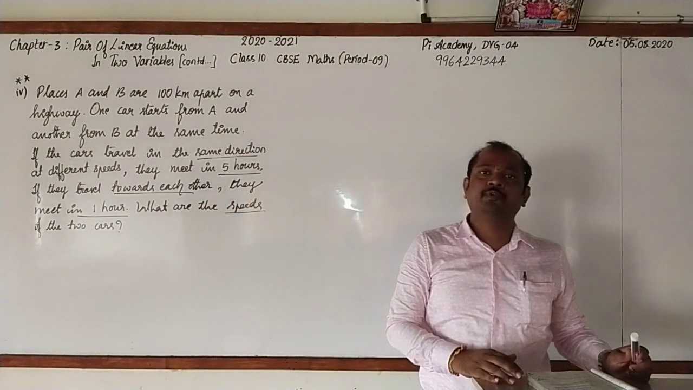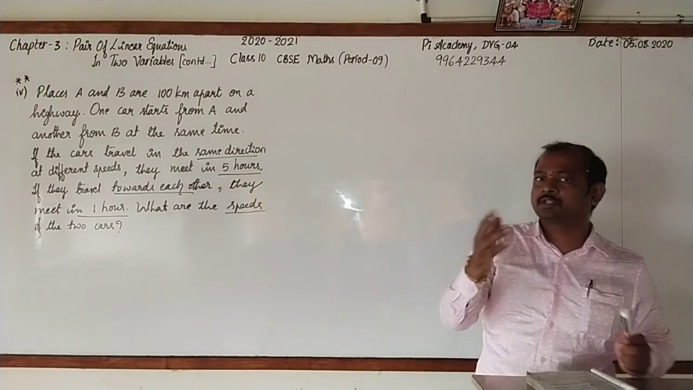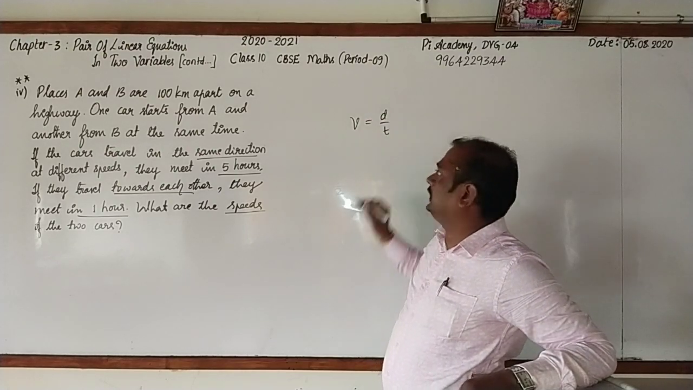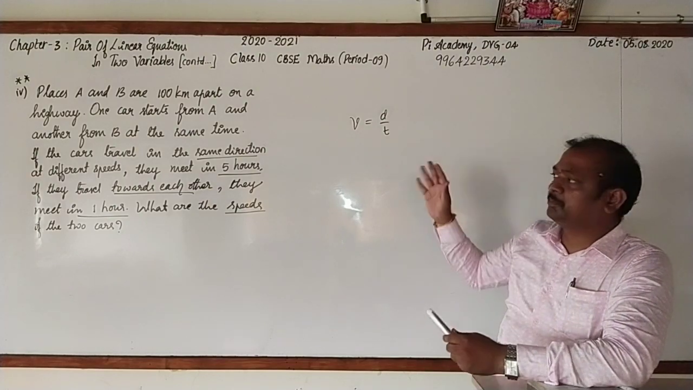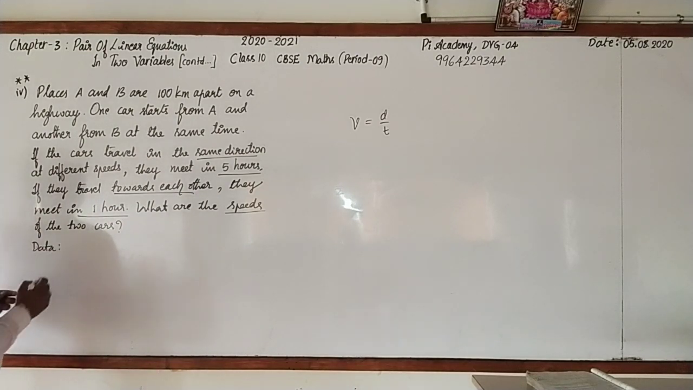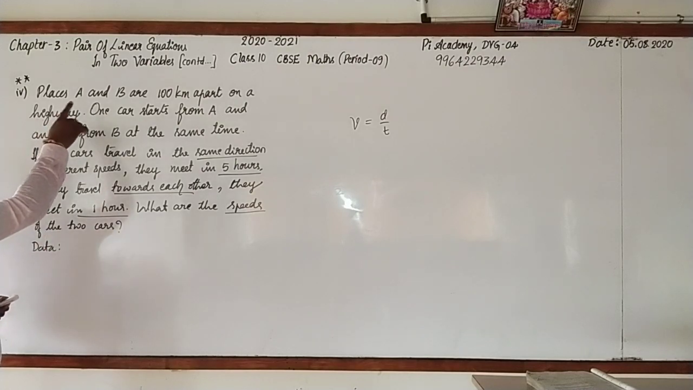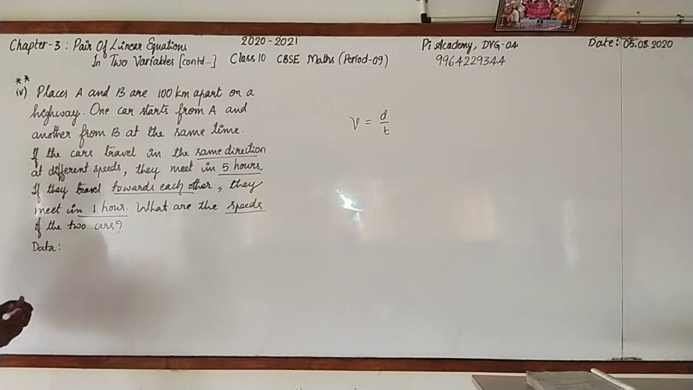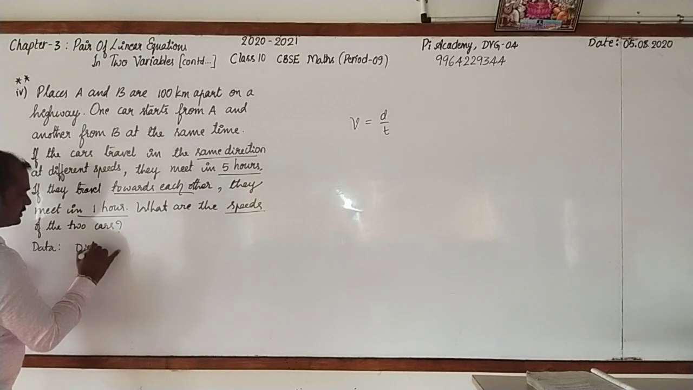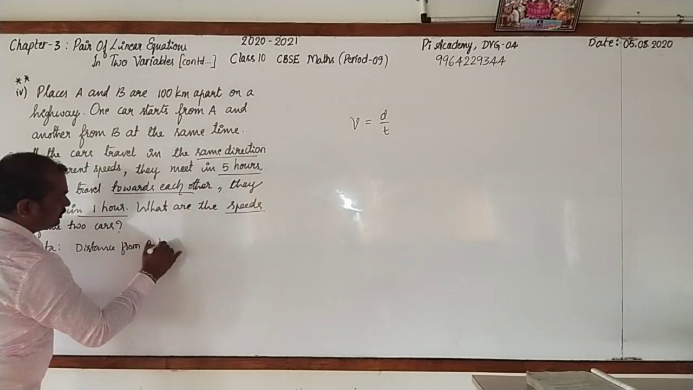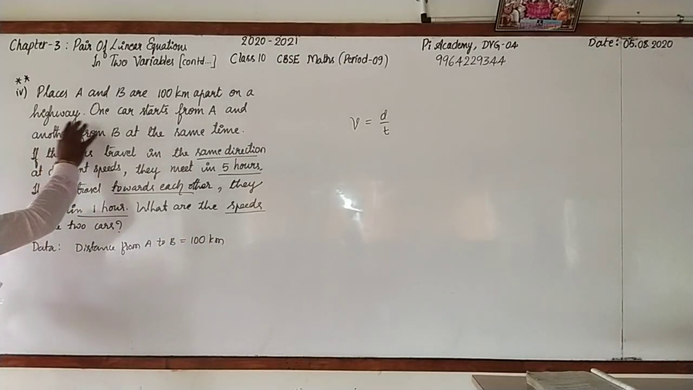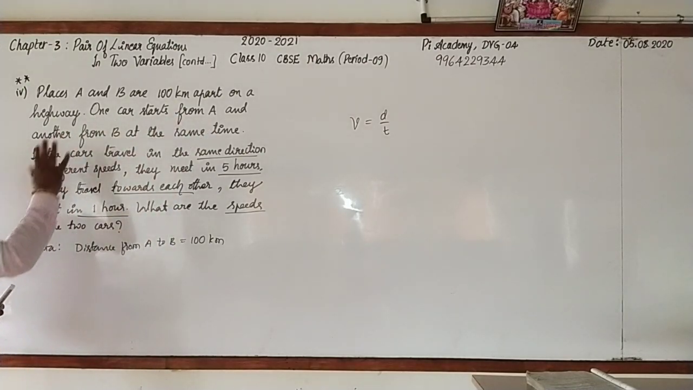Dear students, you are very familiar with the physical quantity speed. First, you just go for recalling the formula. What is the formula used to find out speed? It is v equal to d by t. Speed equal to distance by time. Just remember this one. Now, let us go for converting the given statement into mathematical equations. Places A and B are 100 km apart. So, I'll take the distance from A to B, this is 100 km. Right?